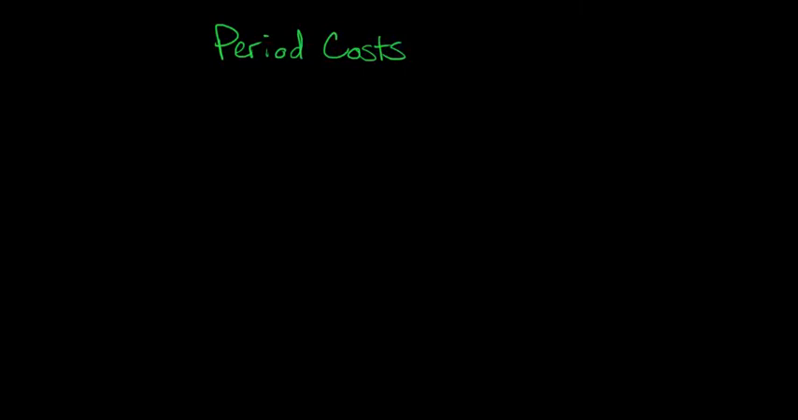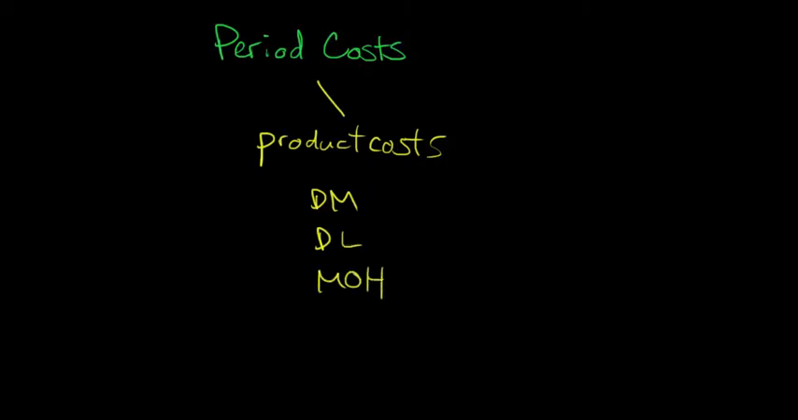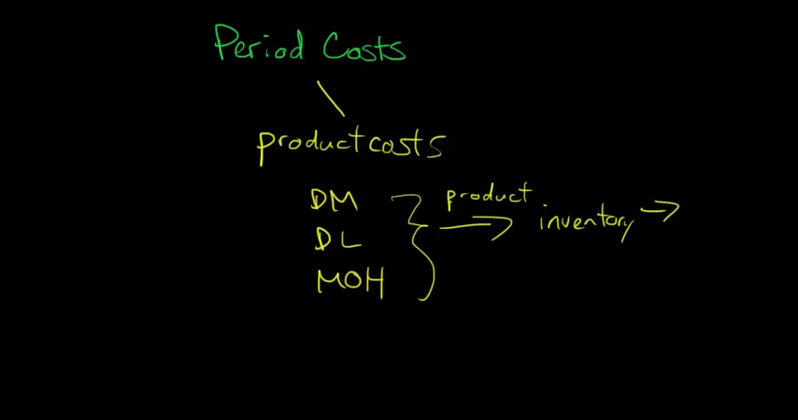In this video, we're going to talk about period costs. Now, when we think about the different ways to break up costs in a manufacturing firm, we've got product costs, which we had a previous video talking about. With product costs, you've got the direct materials, direct labor, manufacturing overhead, and all these things get attached to the product itself. They flow with the product through the firm. They go to inventory, and then ultimately, when the product's sold, they go to cost of goods sold.